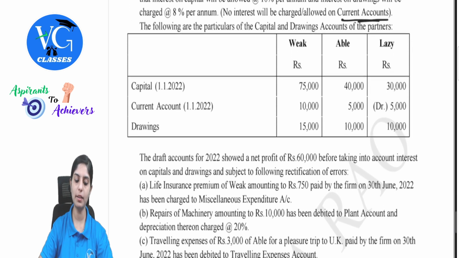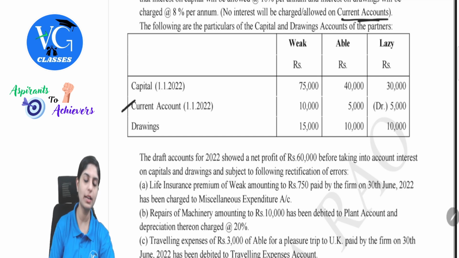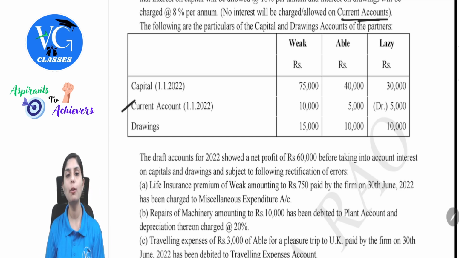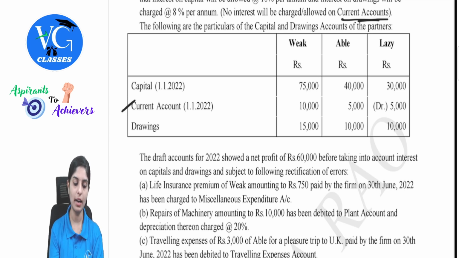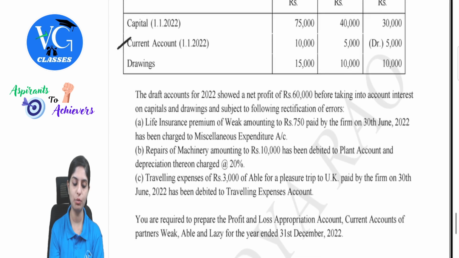The following are the particulars of capital and drawings of the partners. When you are observing current account, this also informs us of one of the situations, that the partners are maintaining their capital balances on a fixed basis. That's why there is current account balance given. Next, the draft accounts for 2022. Draft means what? It is still not finalized.